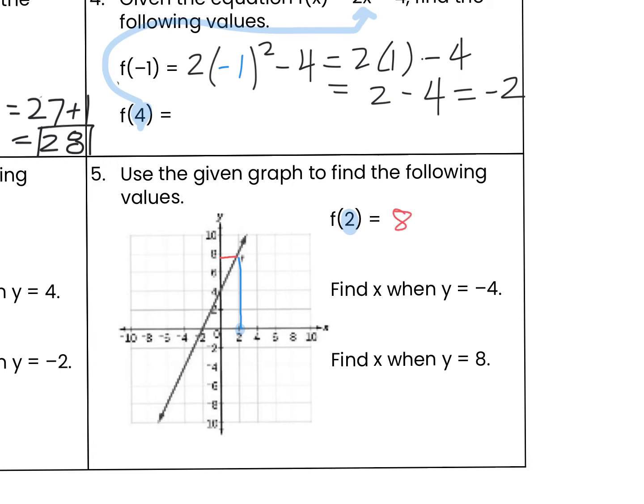The next one is when y is equal to -4. I go down here to -4, and I move over to the right, and then I move up, and I notice that x equals -4 when y equals -4 here. When y equals 8, again, this is the same thing as f of 2 equals 8. So therefore, x equals 2. Okay?